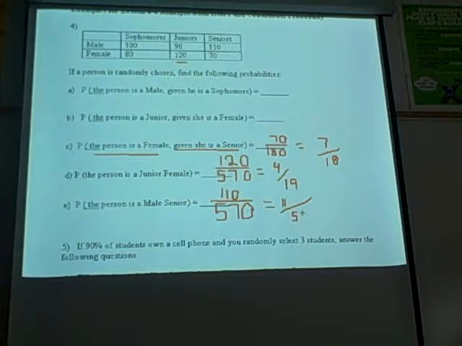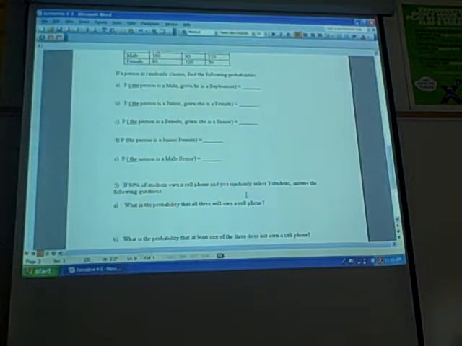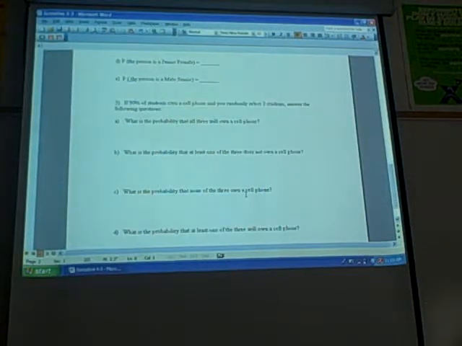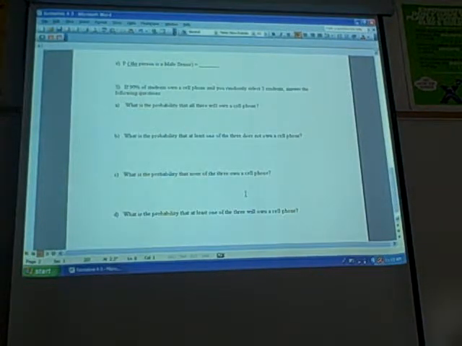I think one of you guys do the computer work here. Okay, number 5. Last problem here.